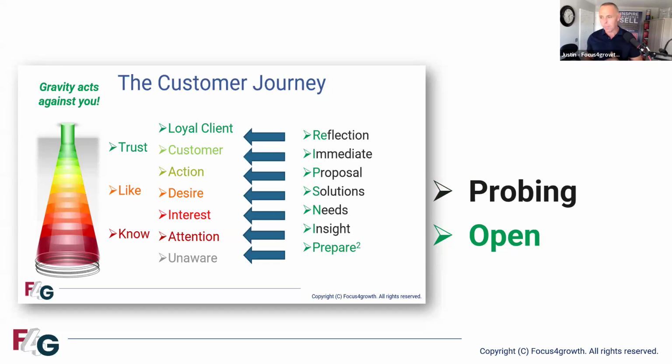So we do that through probing. And then at the end, when we want commitment, we ask a closed question like, is this something you'd like to go ahead with? Or should we get started today? So we ask a closed question that gains commitment and moves and progresses the customer forward.